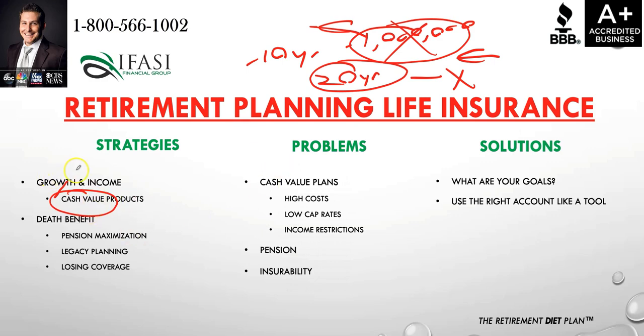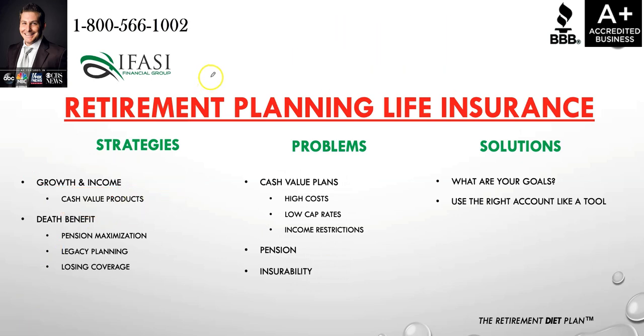So whenever I'm talking about growth and income strategies for properly structured cash value plans, what exactly do I mean by that? Well, every life insurance policy has some sort of risk. There's either a risk to an individual or a risk to the insurance company. When the risk is largest to the insurance company, they're going to charge a higher price. When the risk is lower to the insurance company, they're going to charge a lower price.